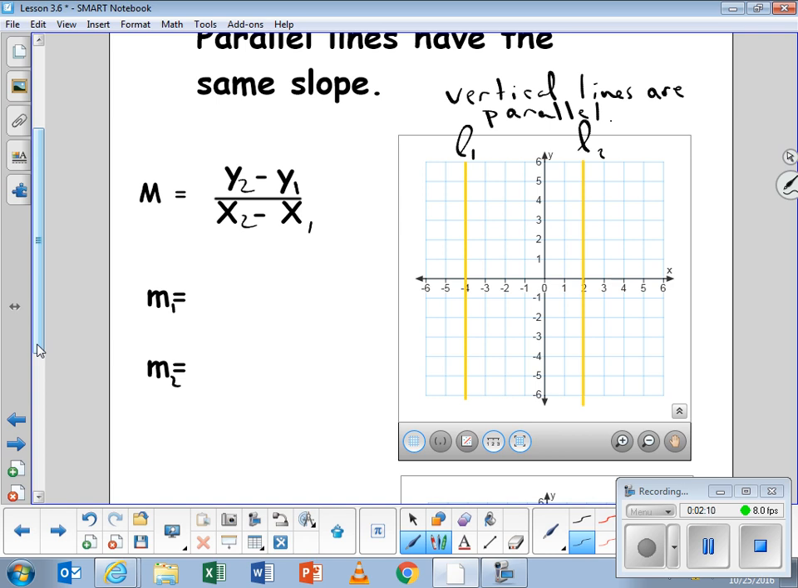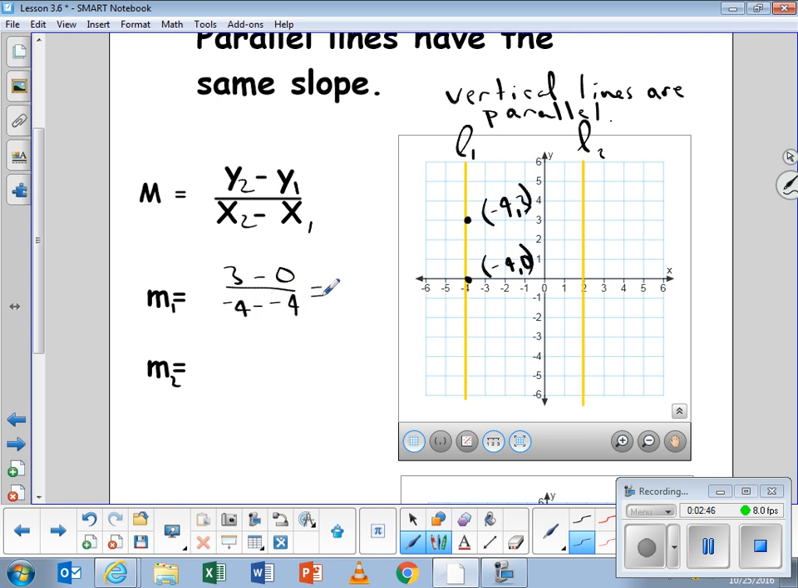Remember the rule? Change in y's over the change in x's. So if we pick a couple points on line L1, okay, what's the coordinates of this point? -4, 3. What's the coordinates of this point? -4, 0. Okay? So, slope of line 1, that's what this labeling means. M1 means slope of line 1. So that's going to be 3 minus 0 over -4 minus -4.